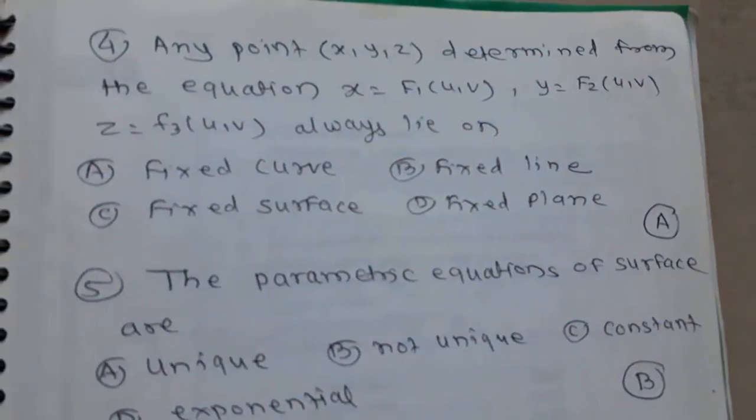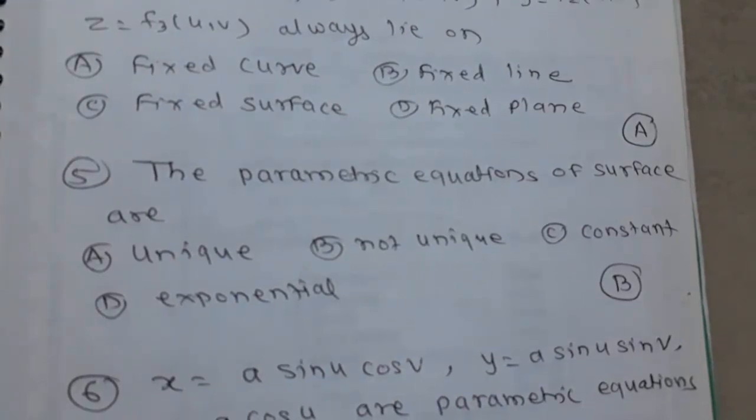Fourth problem: any point xyz determined from the equations x equal to f1 of uv, y equal to f2 of uv, z equal to f3 of uv always lies on a fixed curve, fixed line, fixed surface or fixed plane. Out of this, the correct option is fixed curve. That means any point xyz determined from these equations always lies on a fixed curve.